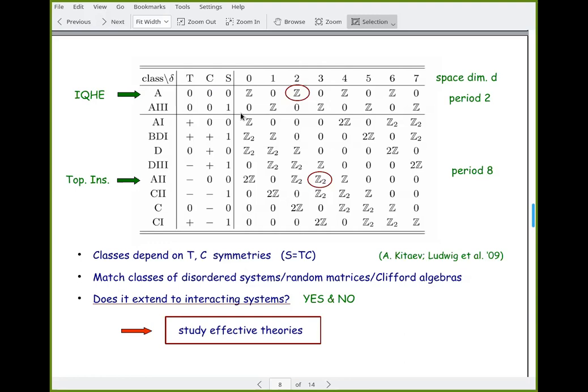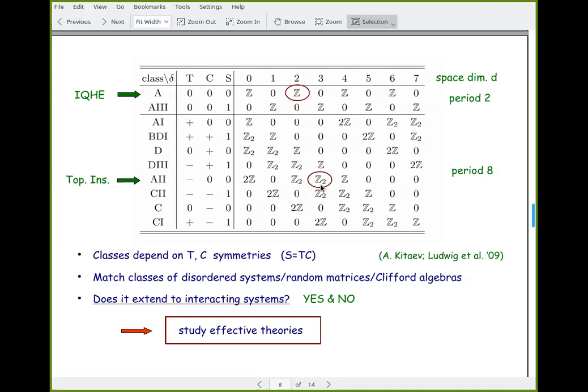And okay, we could say many things about this table, but what I wanted to point out is that we have discussed the integer quantum Hall effect, which is here, dimension two, and we have a Z factor, that is, the states are characterized by an integer. And then we are going to discuss topological insulators in three space dimensions, in fact, where the index characterizing the class is Z2. So either present or absent, okay?